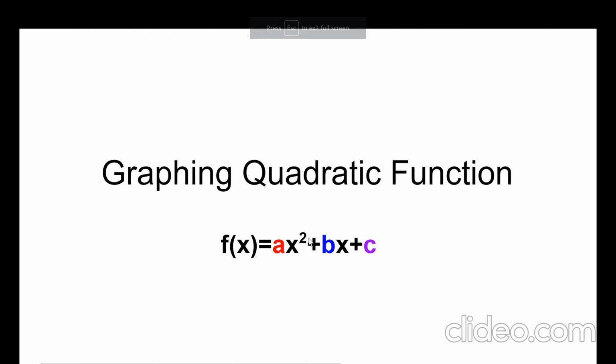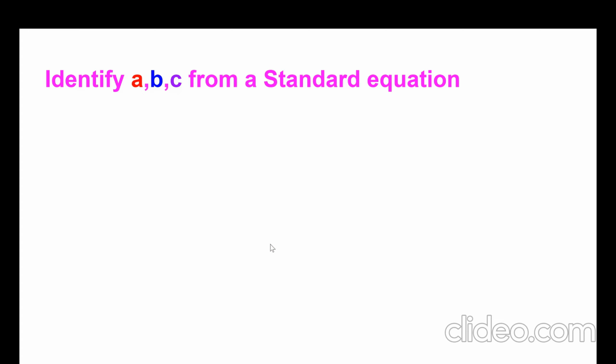Graphing quadratic function. A quadratic function is a function that has x squared in it, and this is the standard formula: ax squared plus bx plus c. So we're going to learn how to graph a quadratic function of this form. First, we have to be able to identify the coefficients a, b, and c.